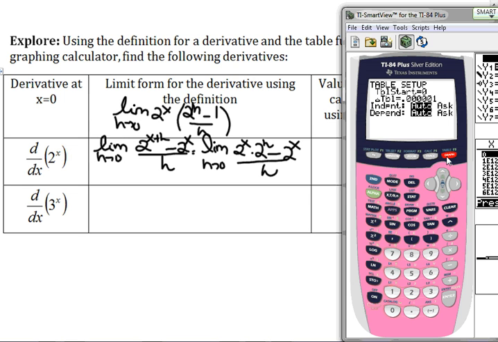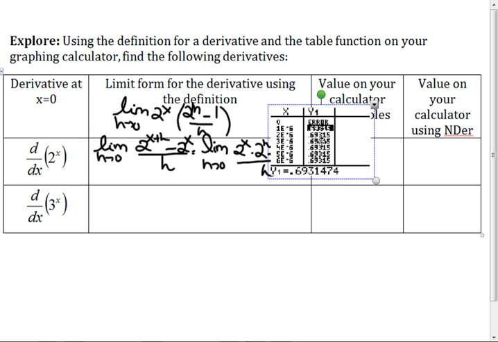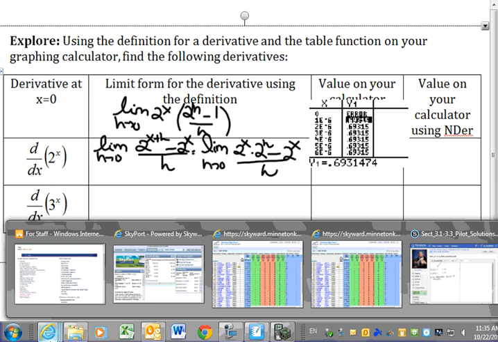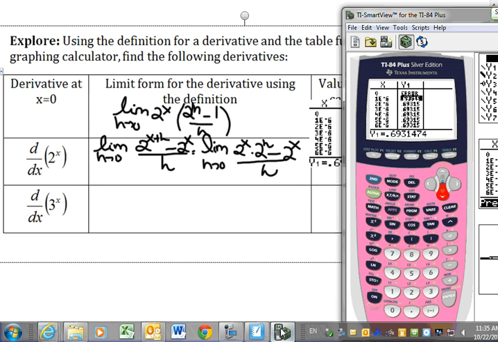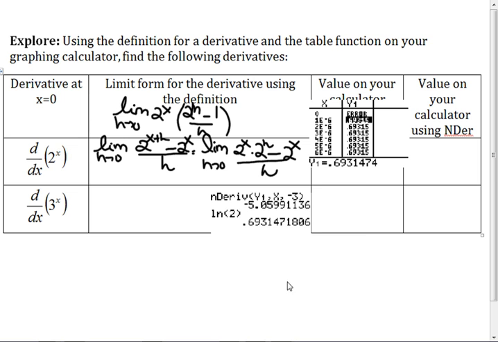Okay, we're going to go to the second table. And if I go over and down, I'll get a better estimate. So I get 0.69. That's what I get using my calculator. Let's find the log of 2. That is this limit right here. This is the limit of this, then I have to do times 2 to the x. But let's see what log of 2 is. Let's see how close we are.